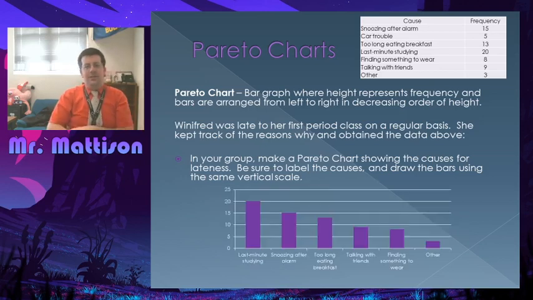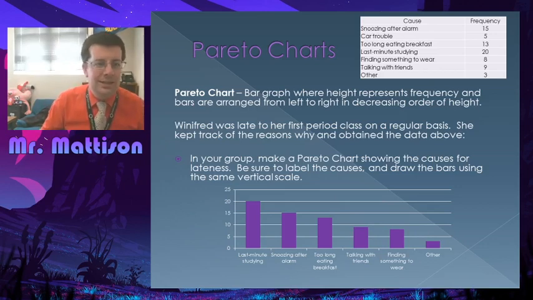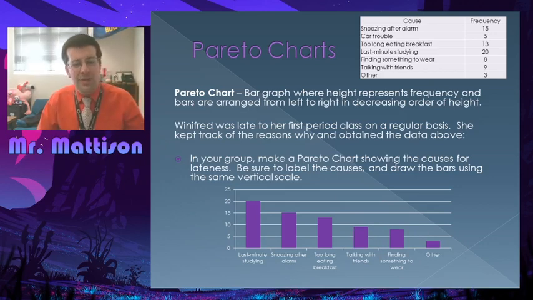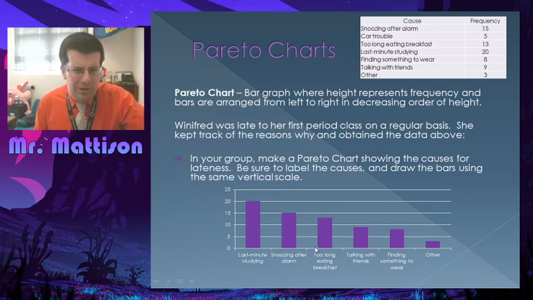Okay, so it should look kind of like this, right? So this is reasons why Winifred is late to her first period class every day. We can see we have last minute studying, and then snoozing the alarm, taking too long eating breakfast, stuff like that. So why you might want to do this, right?